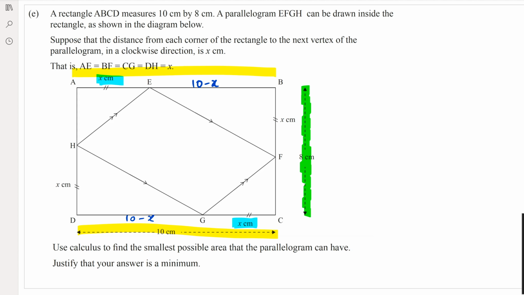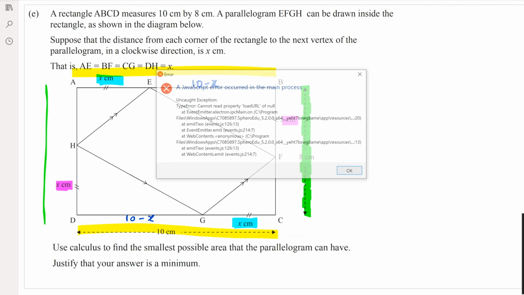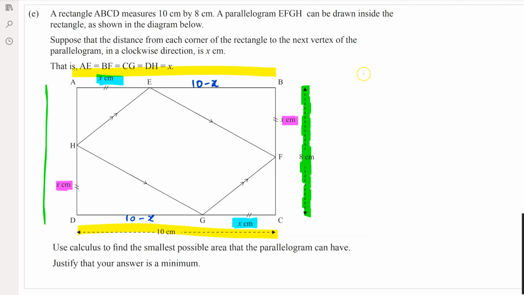That's 8 right there. And then we've got X centimeters here and X centimeters here, which means this distance F to C is going to be 8 minus X. And also A to H is also going to be 8 minus X.